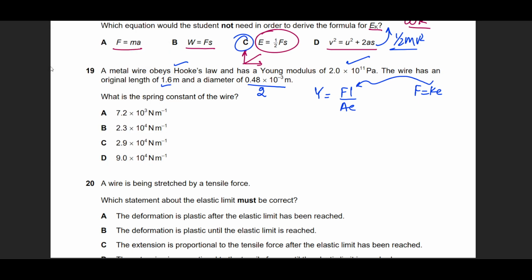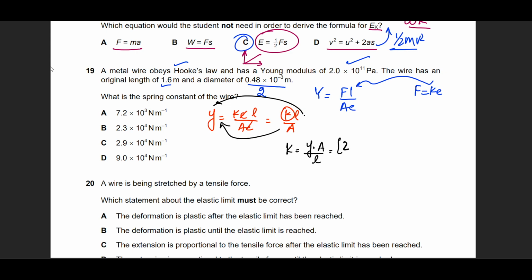What to do next? So this formula becomes Y is equal to K times E into L divided by AE. E cancels out and you're left with KL divided by A. Since we want to find the spring constant, I'm going to take the rest of the elements to the other side. So A goes to this side and L gets into the division. So what do I get? K equals Young's modulus multiplied by cross-sectional area divided by the length.